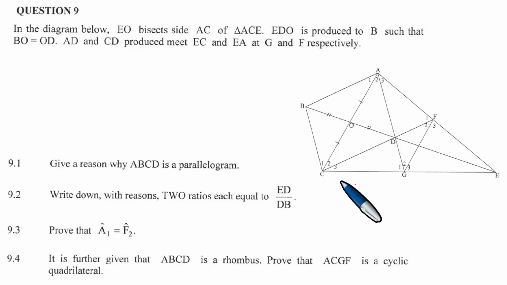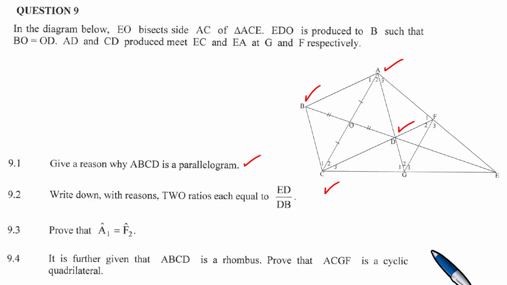We have that AD and CD produced meet EC and EA at G and F respectively. You can see the G, you can see the F. Give a reason why ABCD is a parallelogram. Grade 10 work, and none of you is doing grade 10. Everybody passed grade 10 here. Give a reason why ABCD is a parallelogram.